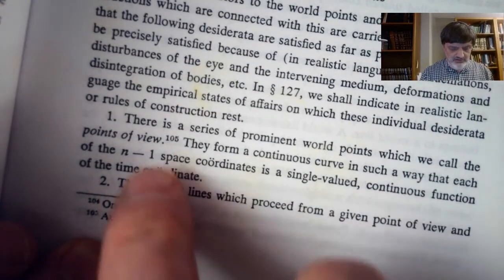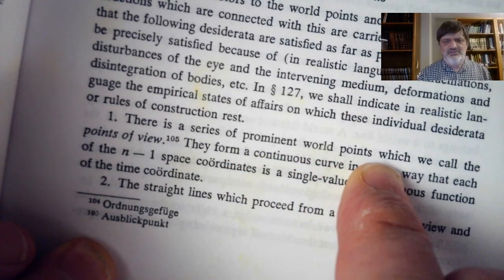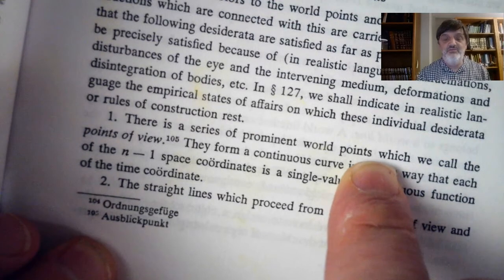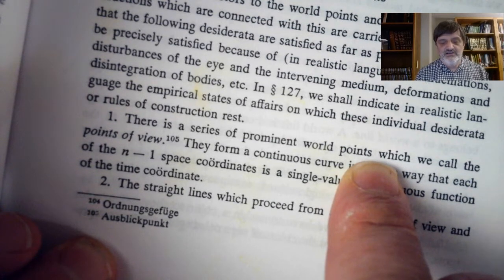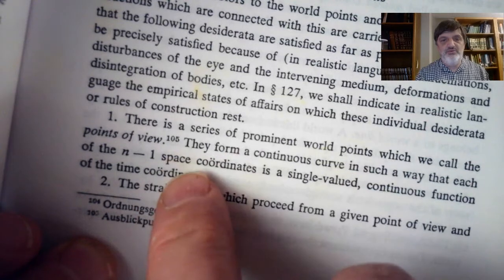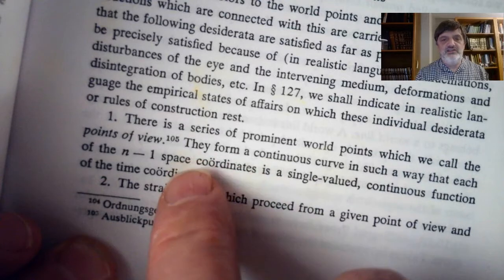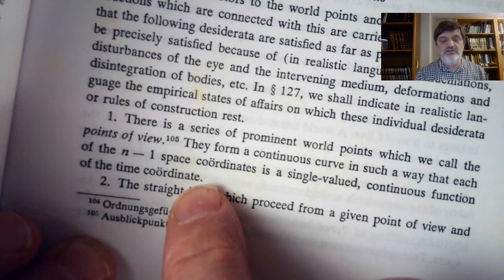people with a bad connection may also have trouble reading this text, but I'm going to read it out loud anyway. There is a series of prominent world points. I'm not sure if prominent is the right translation there; I should check what it says. But anyway, there's a series of distinguished world points, selected world points, which we call the points of view. They form a continuous curve in such a way that each of the n-1 space coordinates is a single-valued continuous function of the time coordinate.